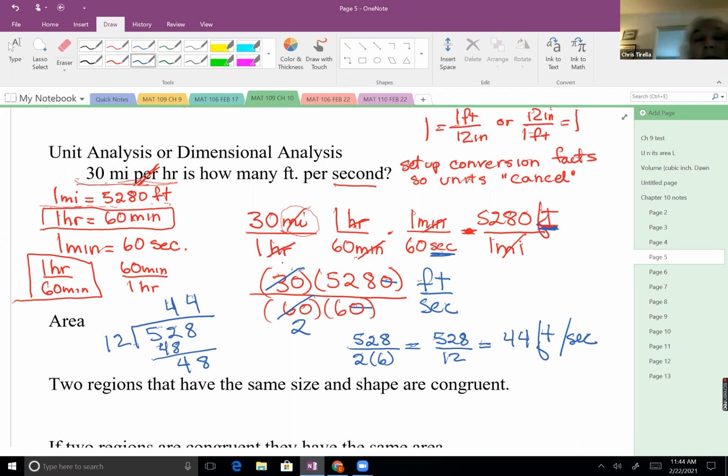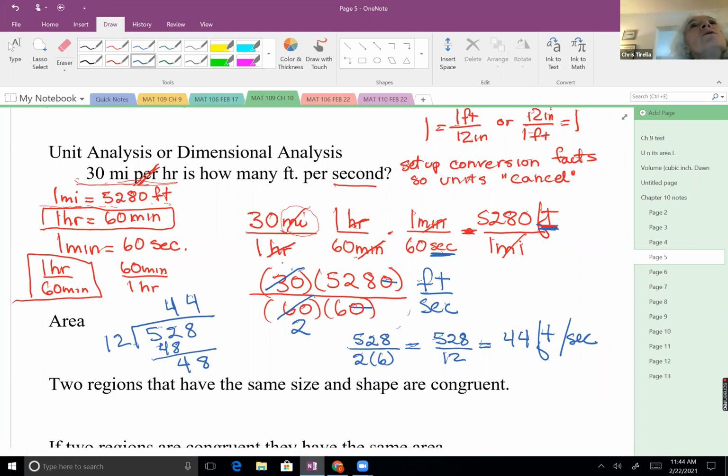And so do you see how we can use that idea of dimensional analysis, taking our conversion fact and writing it as a fraction, then setting it up so that the units cancel. And it tells me then what I need to multiply and what I need to divide.